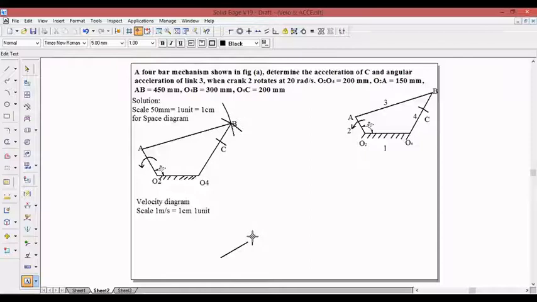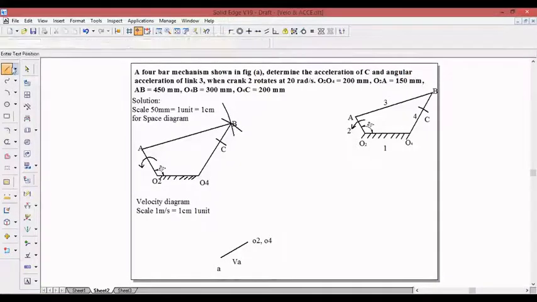And in velocity diagrams, all fixed points will be considered as a common point. So O2, O4, we have two fixed points. O2, O4 will be considered as a common point. And this will be the end of point A. So this vector represents VA, 3 meters per second.